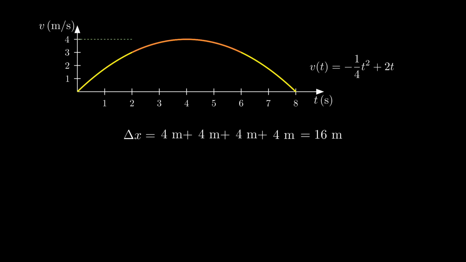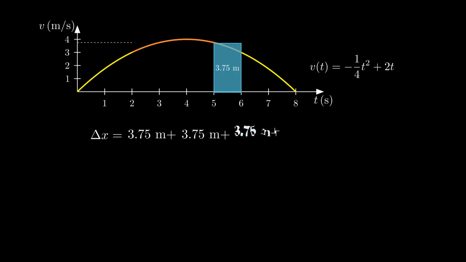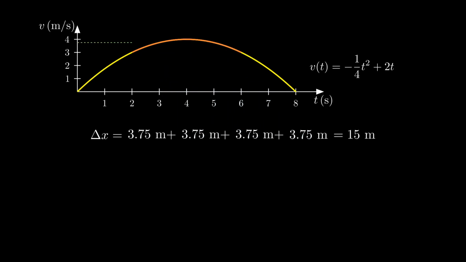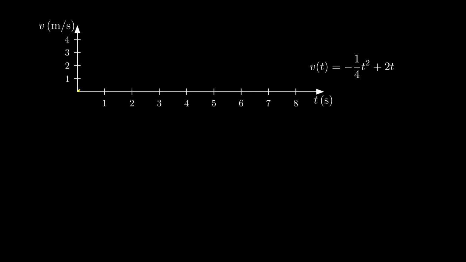But this would be too high of an estimate because the car only travels 4 meters per second for 1 instant and the rest of the time is traveling slower than that. Or we could try and compromise and draw 4 rectangles 3.75 meters per second high for a total displacement of 15 meters. But all of these methods are just approximations. Is there a way to exactly calculate the displacement of the car? That is the goal of this video. In exploring this, we are going to talk about the fundamental theorem of calculus.